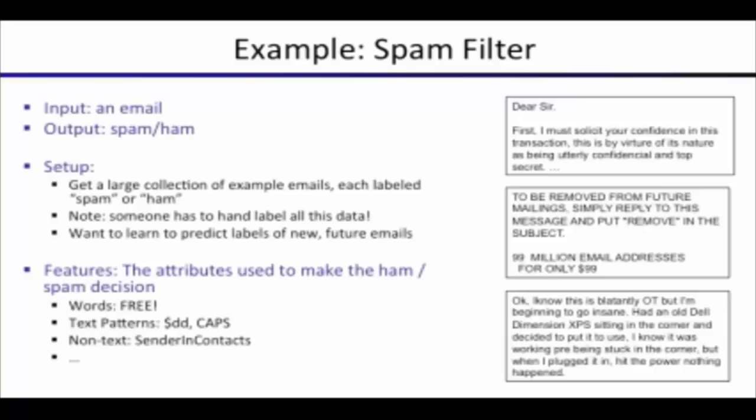So what this looks like in more detail is you're given some kind of input, so you're given email as an input, and then you want to output this binary label, spam or ham. And so the setup is you're going to have a large number of example emails generally. So you're always going to have some pool of data to train from, some corpus. And so you'll have a large collection of emails, labeled either spam or ham, and you're going to learn from that. So someone's going to have to hand label this in some fashion.